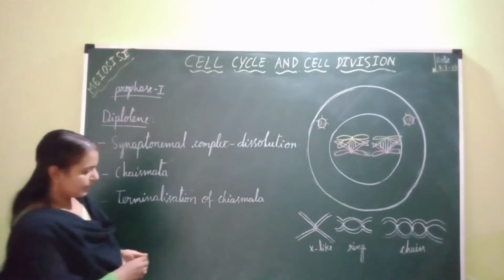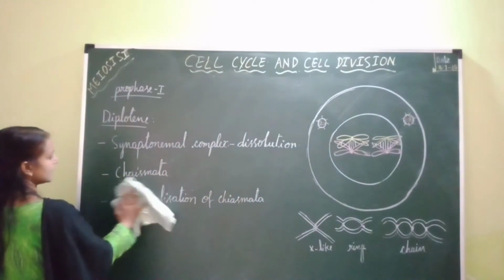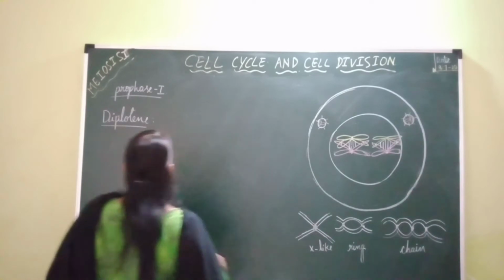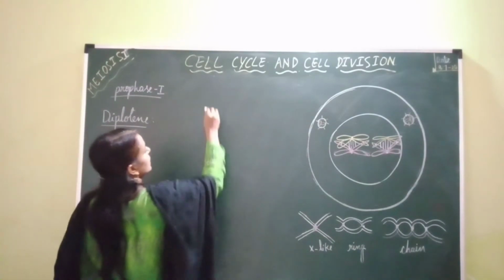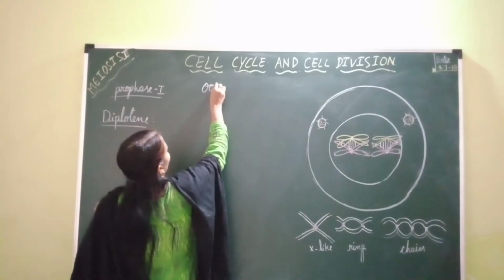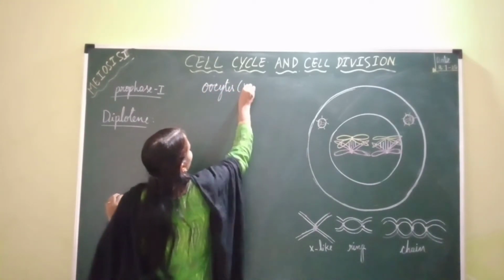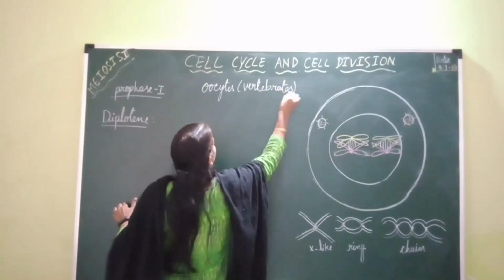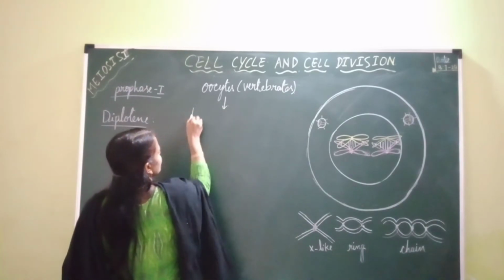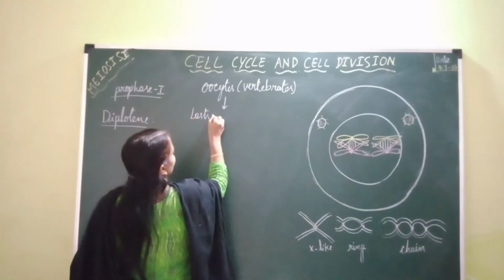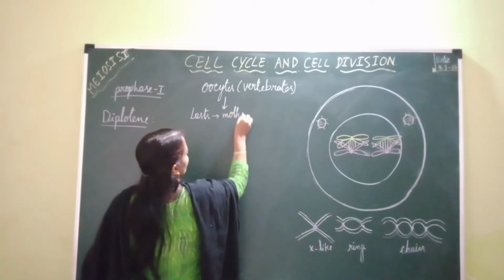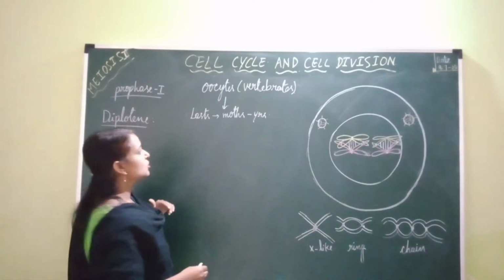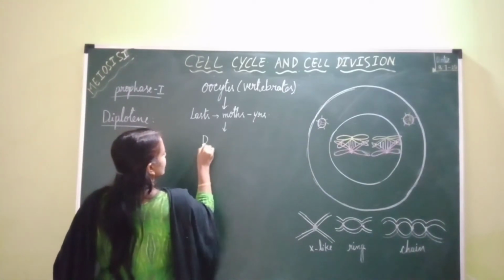Okay, I would like to discuss one important point in this Diplotene stage, that is, in oocytes of some vertebrates, this Diplotene stage lasts for months to years. So this prolonged Diplotene stage which lasts for months to years is called the Dictyotene stage.